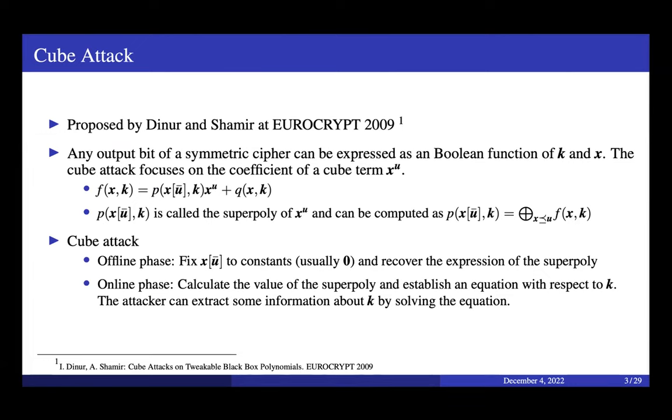In the offline phase of the cube attack, the attacker can fix the non-cube variables to constants and recover the exact expression of the superpoly. Then in the online phase, he can calculate the value of the superpoly and establish an equation for K. And some information of K can be extracted by solving the equation.